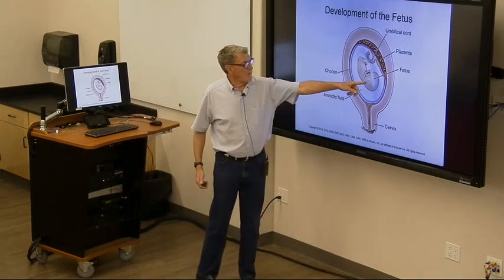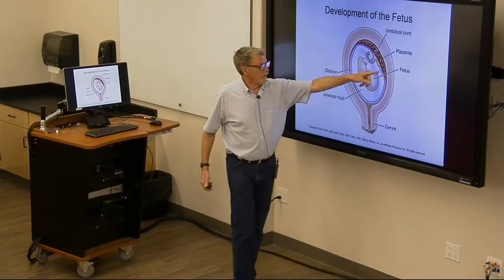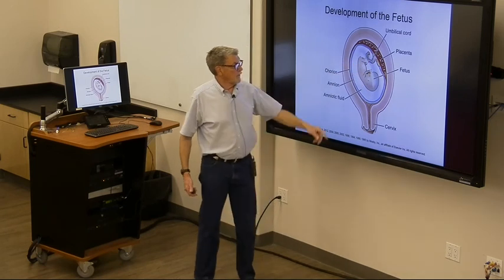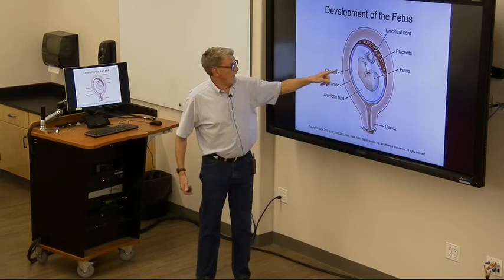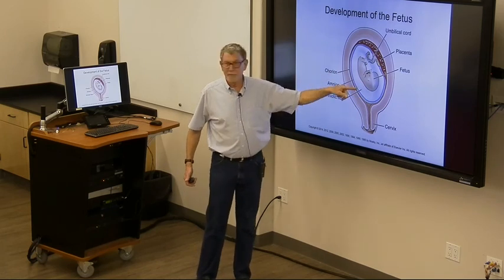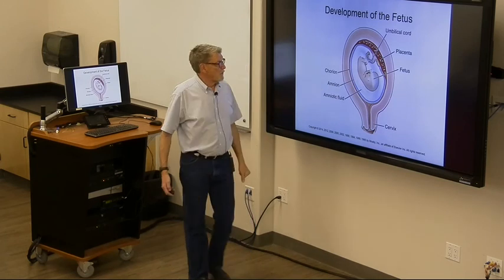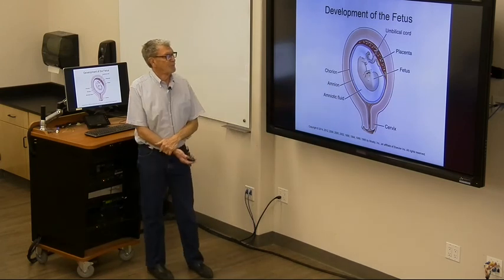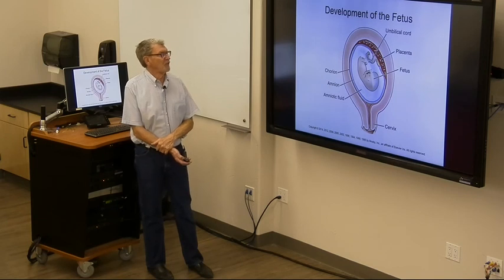The placenta then is growing here next to the endometrium. The amniotic sac is within the placenta and the amniotic fluid inside that, and the baby growing inside that. Embryo and then fetus.